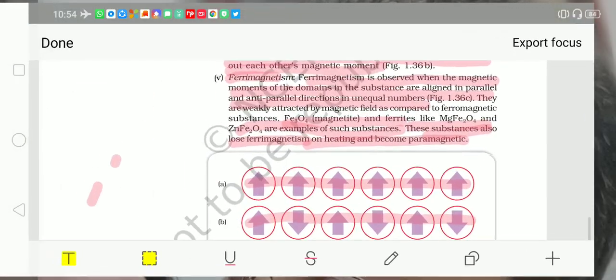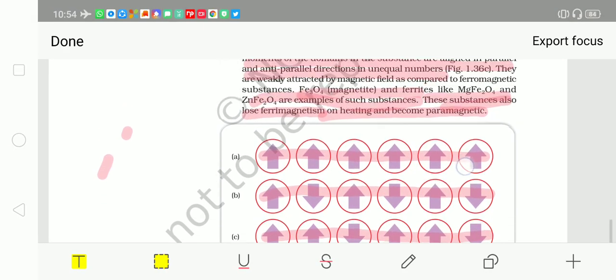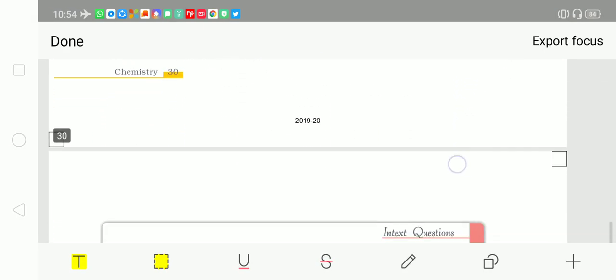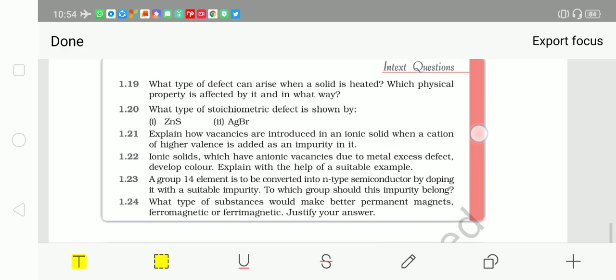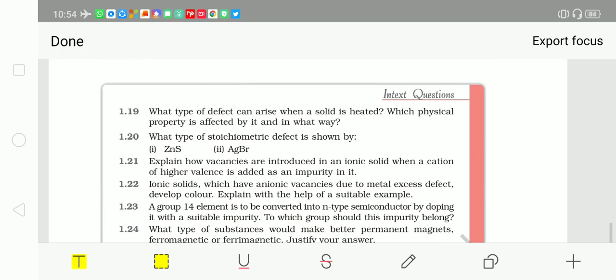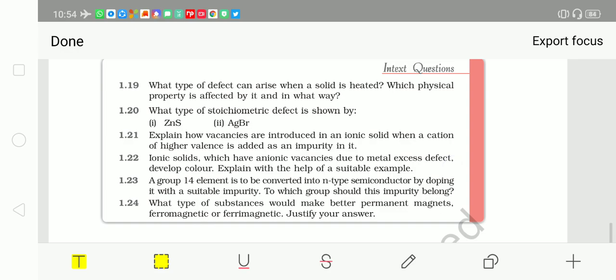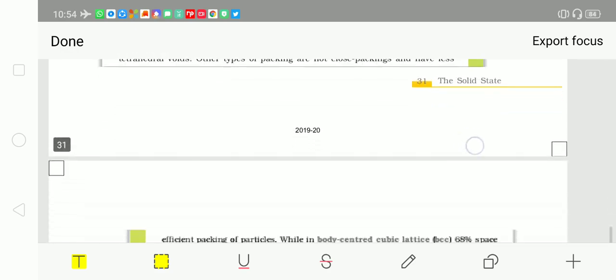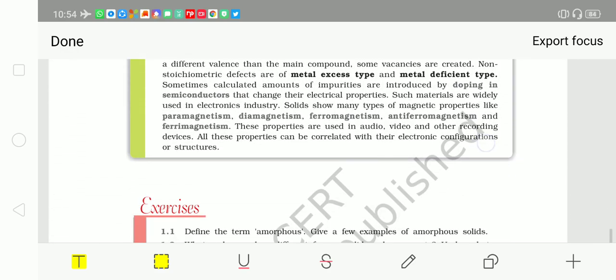So this is all about the chapter, the discussion, or you may say the theory portion of this chapter. One more lecture will be there in which I will discuss the in-text questions, the examples, and the exercise. Thank you.